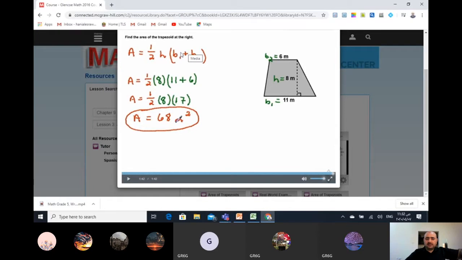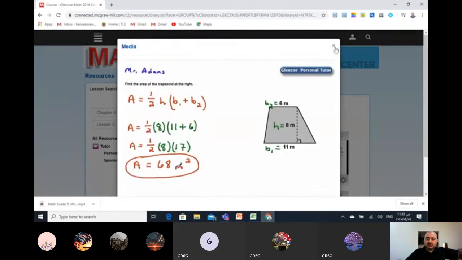So we start from the formula A equals 1/2 multiplied by the height multiplied by, between parentheses, B1 plus B2. Then A equals 1/2, the value of height equals 8, and base 1 equals 11, and base 2 equals 6. Now A equals 1/2 multiplied by the 8, and here 11 plus 6 will be 17. Here 8 multiplied by 1, 8, divided by 2 will be 4. Now 4 multiplied by 17 will be 68 meters squared.